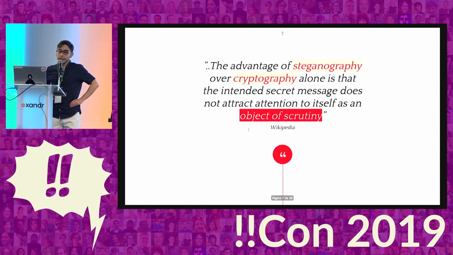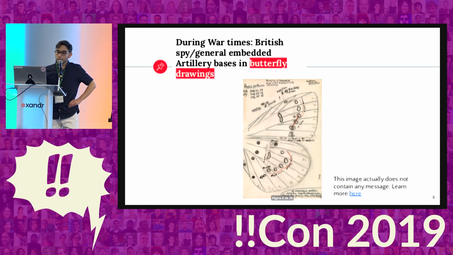It also says that the advantage of steganography over cryptography alone is that the intended secret message does not attract attention to itself as an object of scrutiny. So I guess that's the idea of steganography, to make it look like nothing's going on. As an example, during the Second World War, some British spy or general traveling through Europe embedded artillery bases in butterfly drawings. When the Germans stopped the trains looking for spies, he could just show the drawings and say, hey, I'm an artist, and these are drawings of butterflies. All cool here.